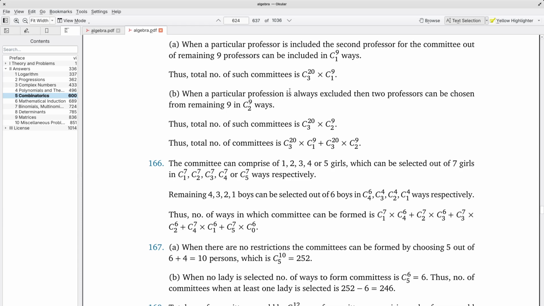In the second case, when a particular professor is always excluded, the two professors can be chosen from the remaining 9 in 9C2 ways. So the total number of such committees would be 20C3 multiplied by 9C1 plus 20C3 multiplied by 9C2.